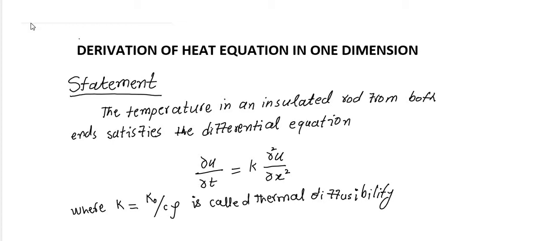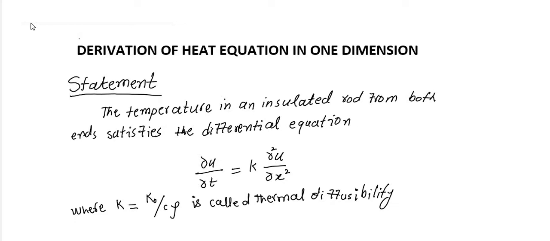Hi everyone, here we are going to derive the heat equation in one dimension. It is one of the most important derivations in the course of partial differential equations, and here you can see the statement before you. Within this statement it says you have a rod insulated from its lateral edges, and if there is heat passing through the rod, it will always satisfy this relation.